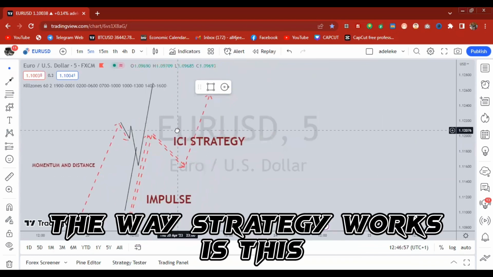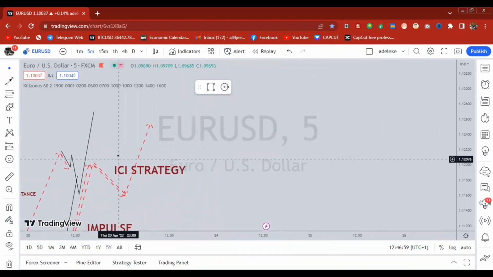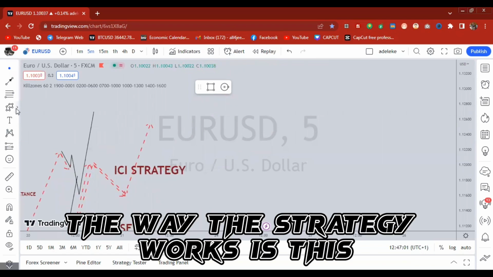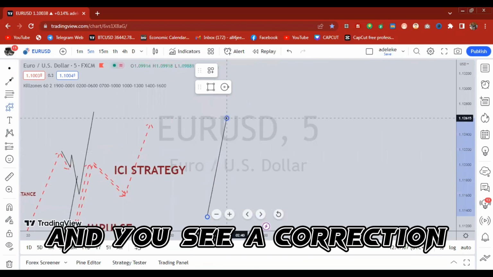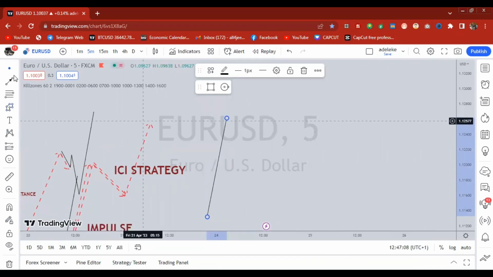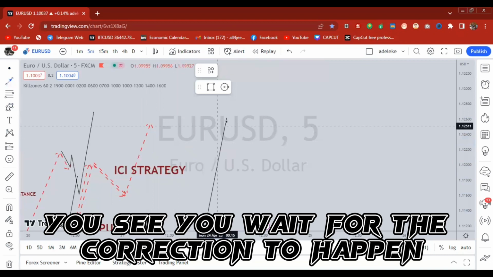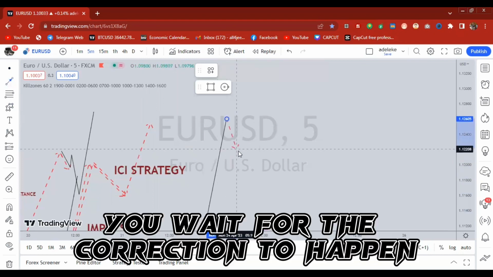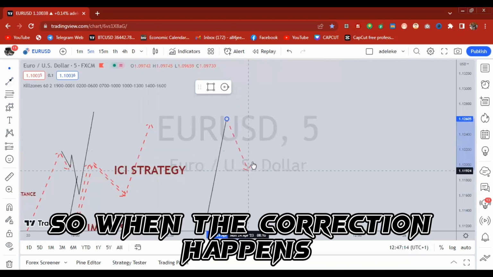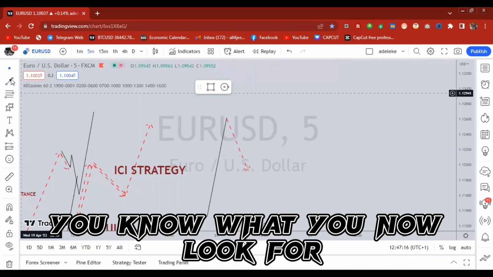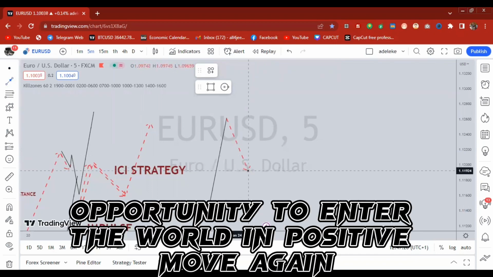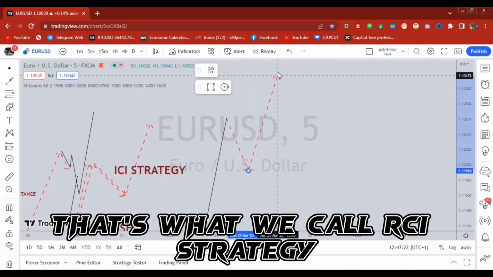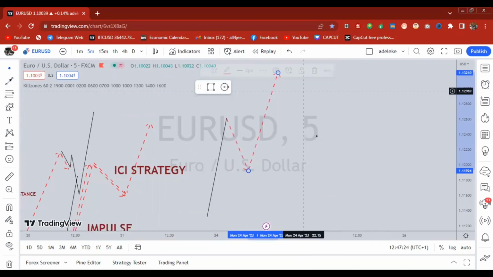So the way the strategy works is this. Whenever you see a big move, an impulsive move, and you see a correction, you wait for the correction to happen. When the correction happens, you look for an opportunity to enter the impulsive move again. That's what we call ICI strategy.